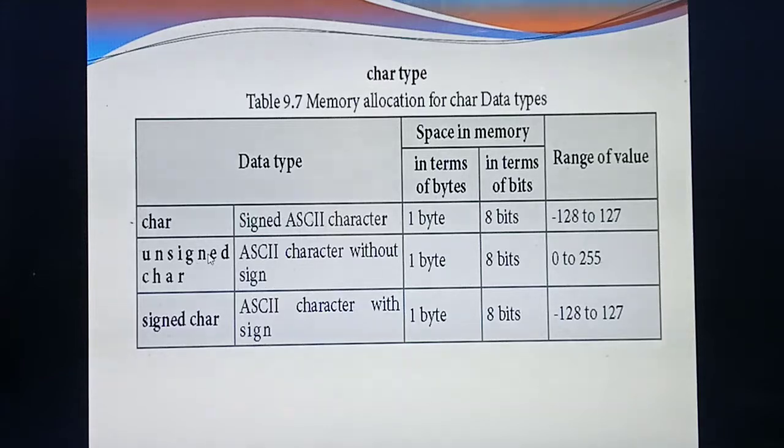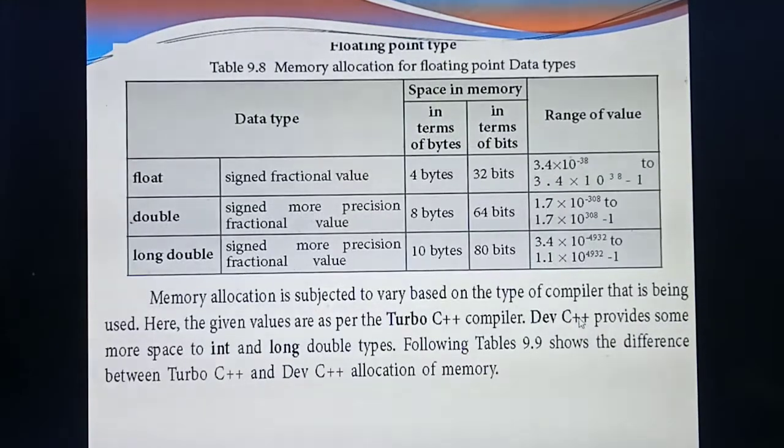Next one is unsigned character. Unsigned means the name itself says a character without sign. So that unsigned also has storage capacity of 1 byte. Next, signed character. A signed character means a character with a sign. For example, minus 64 or minus 65 or plus 64. A character should have a sign. That is a signed character. But each modifier will have the storage capacity of how much? 1 byte. Understood? 1 byte means how many bits? 8 bits. But the range of values will change. That one you should remember. Understood? Okay. Next one is floating point type.